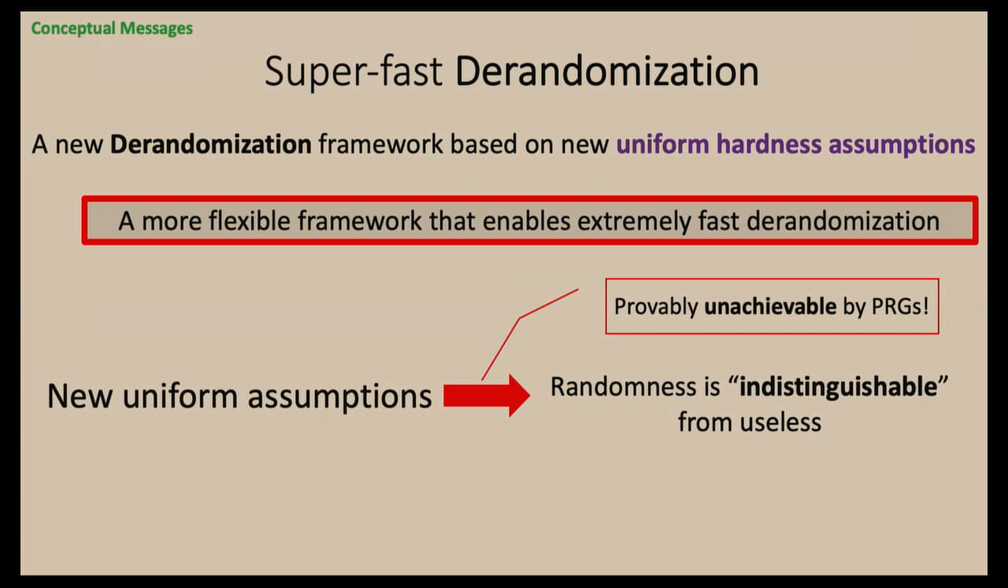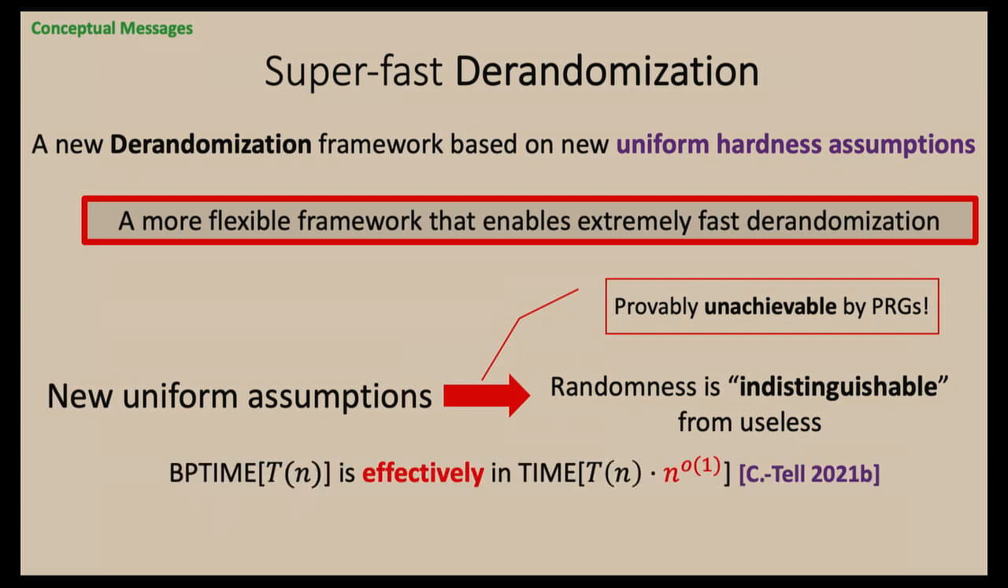So essentially, in my recent work with Roy, we first show that probabilistic T of n time is effectively in T of n time times a little sub-polynomial overhead. By effectively, we mean that the generalization works, but the generalization algorithm may have some wrong inputs, so it may make a mistake. But no polynomial time adversary can find those mistakes. So it looks correct with respect to a polynomial time observer.